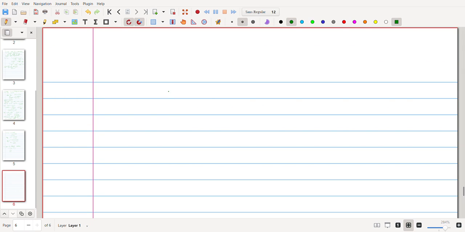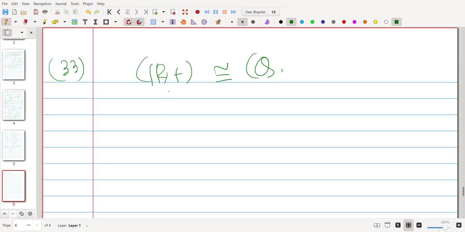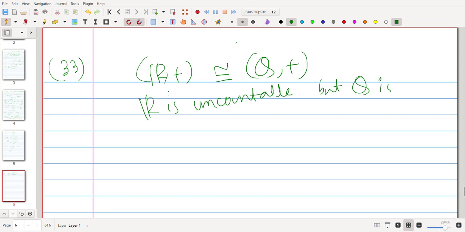So problem number 33, that is an MSQ problem. I think the same type of question came last year in 2023 also, and you should know this properly. Is the additive group of real numbers isomorphic to the additive group of rational numbers? That is clearly false, because R is uncountable but Q is countable. So at the set level they are not even bijective. Hence it is not possible that they are isomorphic as groups.